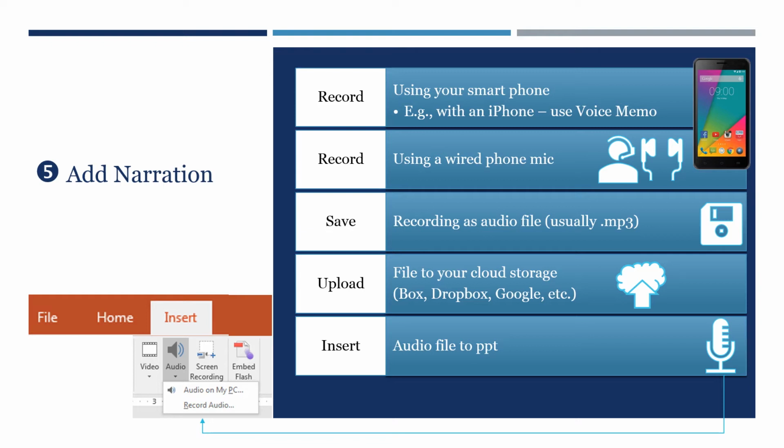You can see on the lower left of this screen, it's easy to then insert that audio. If you save it to your box folder or a Dropbox, then it'll be available on the device that you're creating the presentation. And then you simply go to the Insert menu in PowerPoint, click on Audio, and then select Audio on my PC.